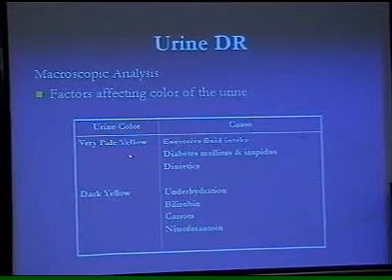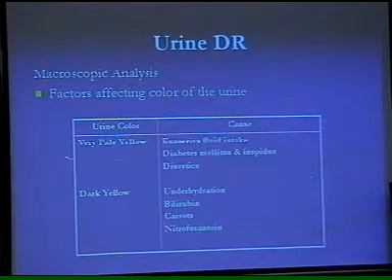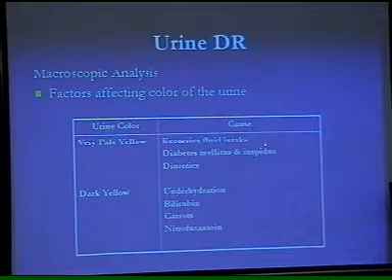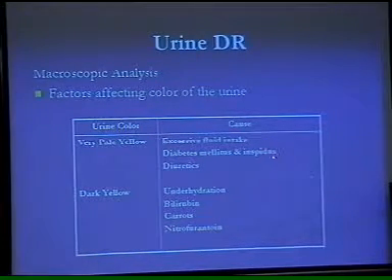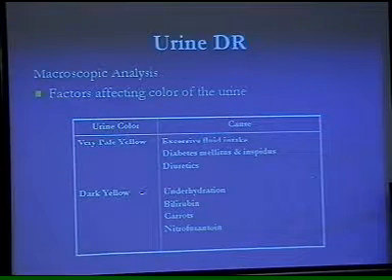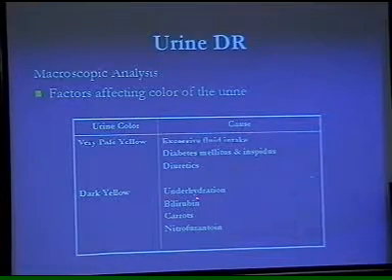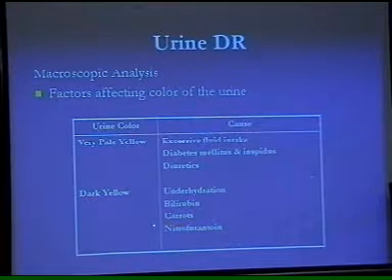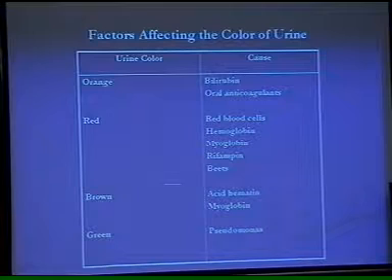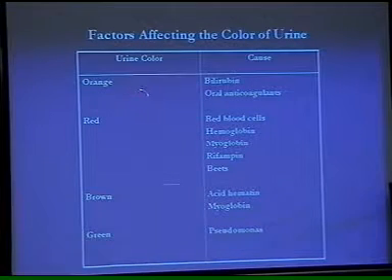What are the various colors we can see in the urine, and what are their causes? Very pale yellow: excessive fluid intake, diabetes mellitus and insipidus because of high urine output, and use of diuretics. Dark yellow: underhydration, bilirubin, ingestion of carrots, and even drugs can do that, for example nitrofurantoin. Orange color: bilirubin, oral anticoagulants.